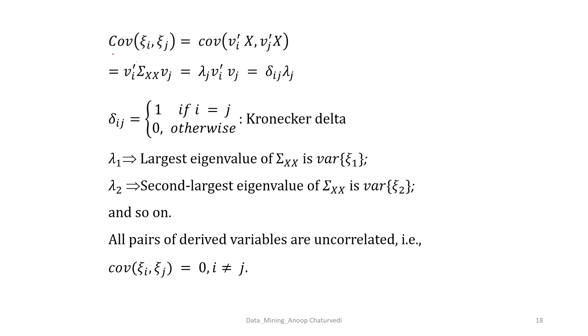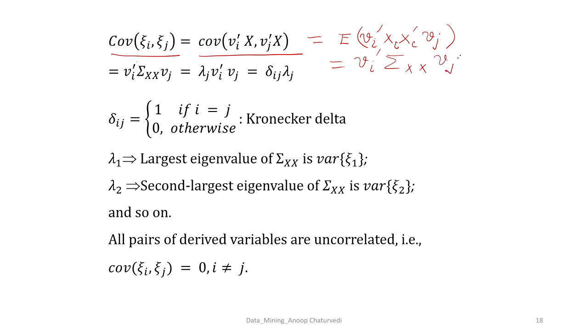Now, the covariance between psi i and psi j is equal to the covariance between psi i equal to Vi transpose X and psi j equal to Vj transpose X. Now, this is equal to expectation of Vi transpose X, X transpose Vj, or you can take Xc here, where x is the deviation from mean. So, you get Vi transpose sigma x x Vj. Now, sigma x x Vj is equal to lambda j Vj, and then you can take lambda j outside, you get Vi transpose Vj.